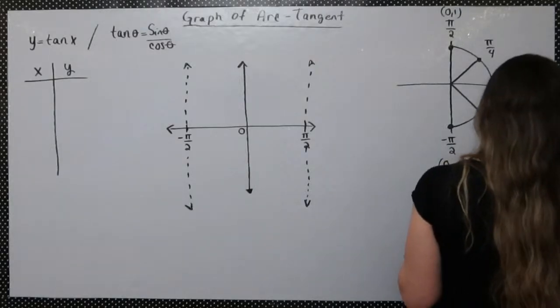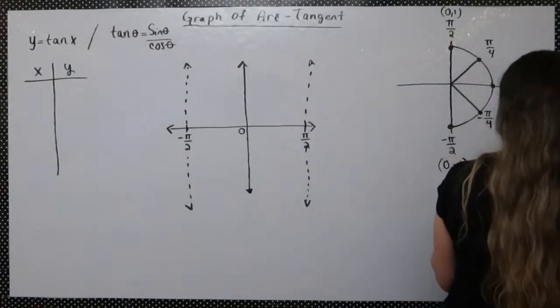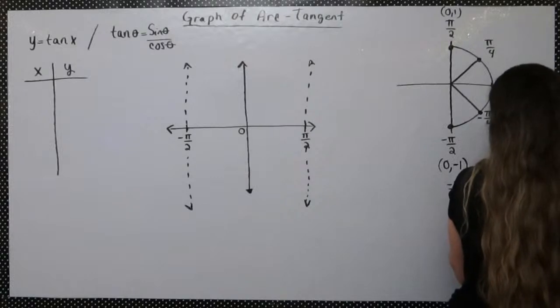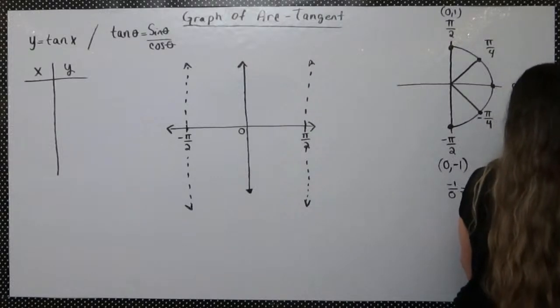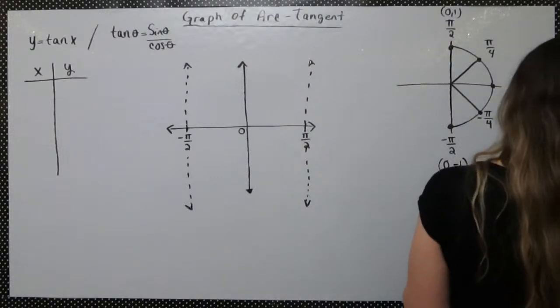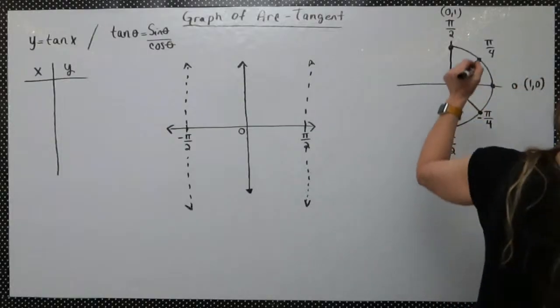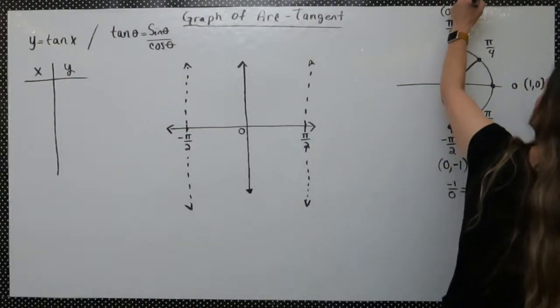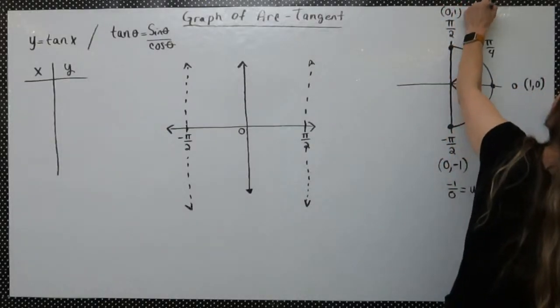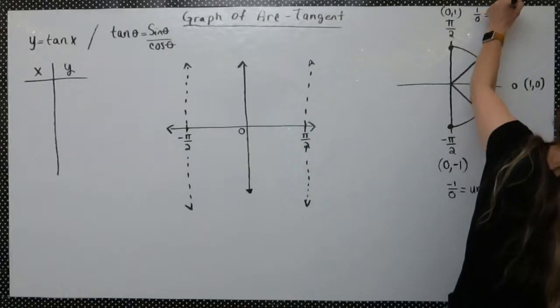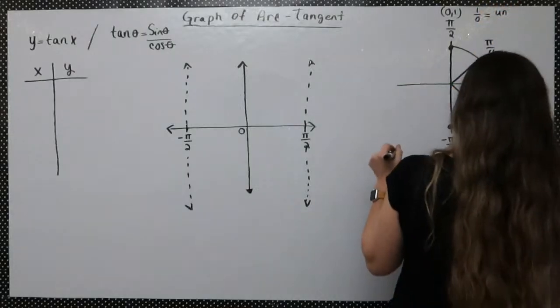Writing things backwards today. So we'll have an undefined here. And then we're also going to have, this one's going to be sine over cosine. So this is 1 divided by 0. So this is also going to be undefined. Here, we'll write those over here.